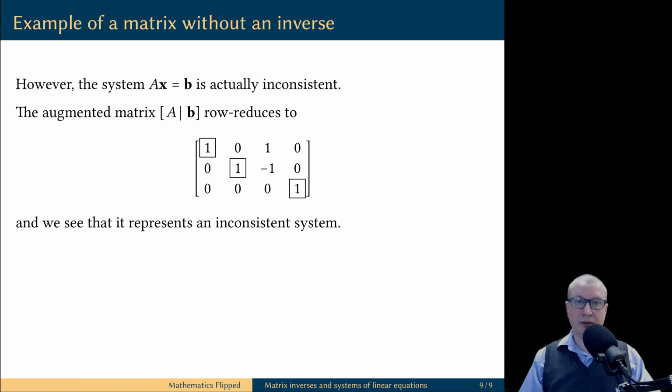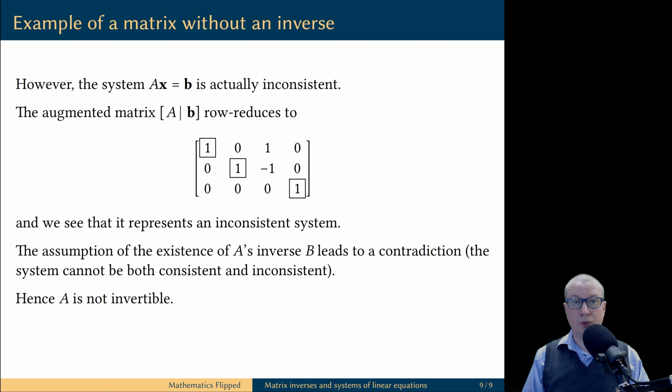This can be easily checked by reducing the augmented matrix of this linear system, and you will see that the last column is a pivot column. Therefore, this system is in fact inconsistent. But if we assume that the matrix A is invertible, it would imply that the system is consistent. The system cannot be both consistent and inconsistent at the same time. Therefore, we have a contradiction. This contradiction was caused by our assumption that the matrix A is invertible. Therefore, the conclusion is the matrix A cannot possibly be invertible.